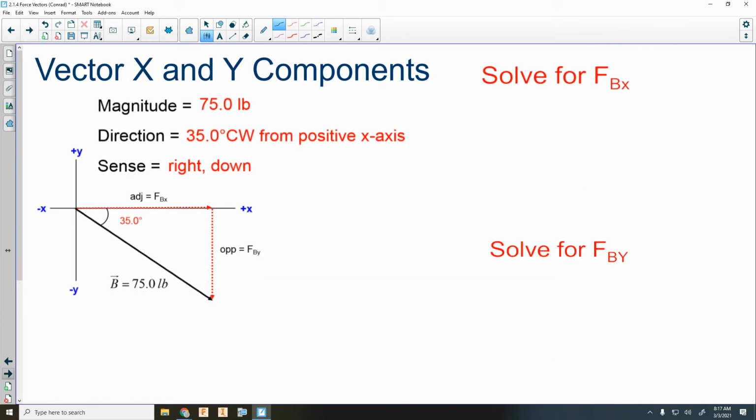Yep. All right, so what do we have here? We have this vector, right? It has a magnitude of 75 pounds of force, pulling down and to the right. So sketch that vector real quick. We said it's 35 degrees clockwise from the x-axis. That's it, going down and to the right.